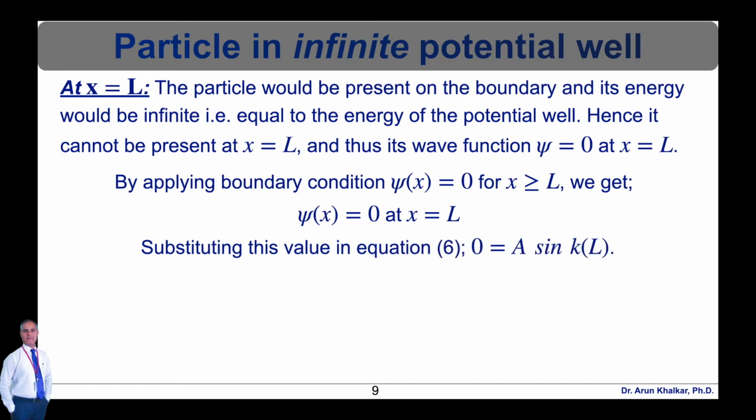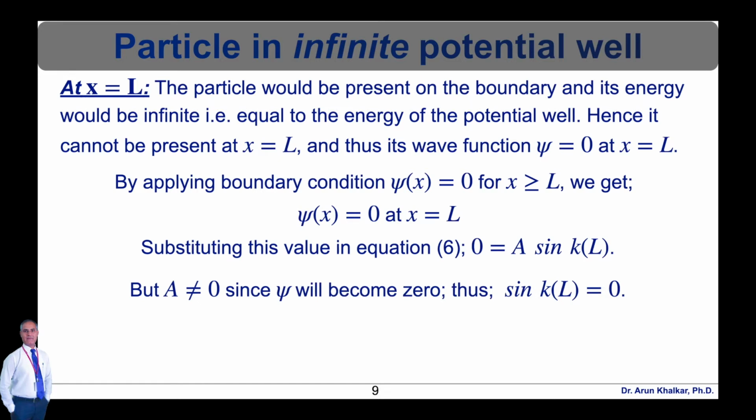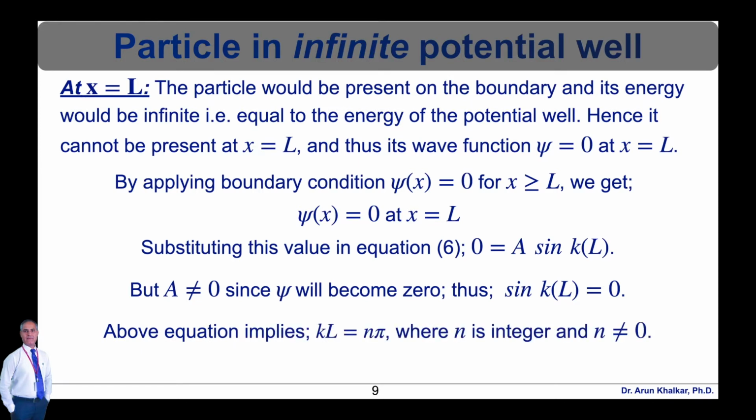Therefore, substituting this value in equation number 6, we get 0 is equal to capital A into sine of k of capital L. As capital A is not equal to 0, since psi would become 0, thus sine of k of capital L is equal to 0. Therefore, the above equation implies that k capital L is equal to n pi, where small n is an integer and n is not equal to 0. This equation is known as the quantization condition.